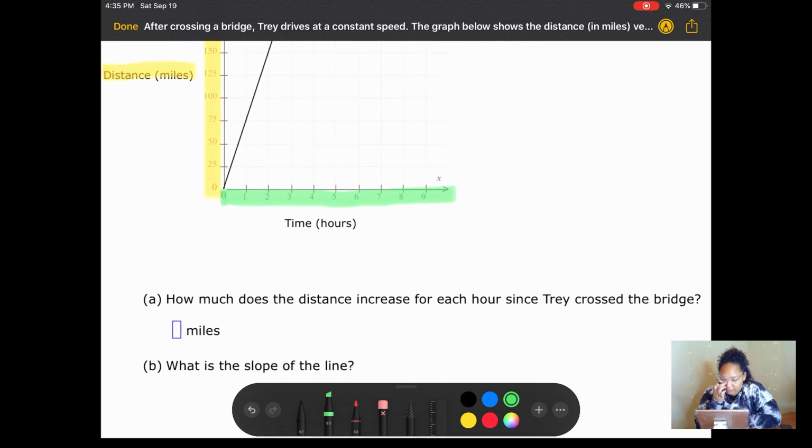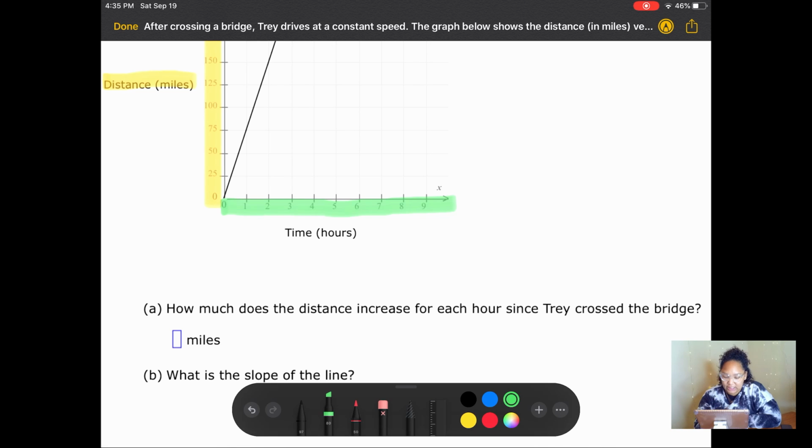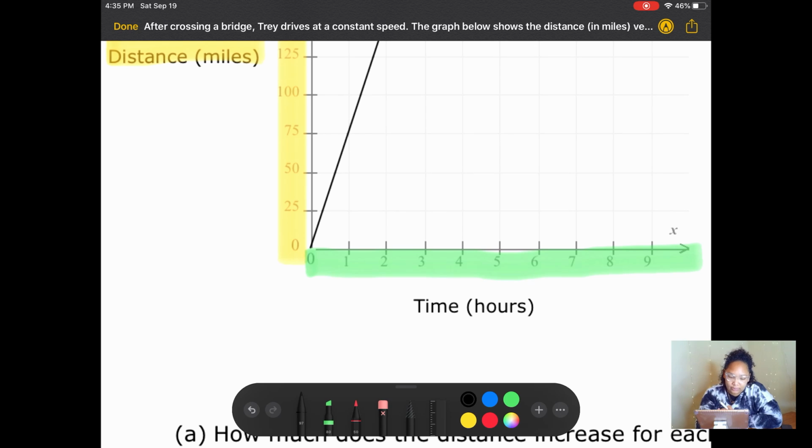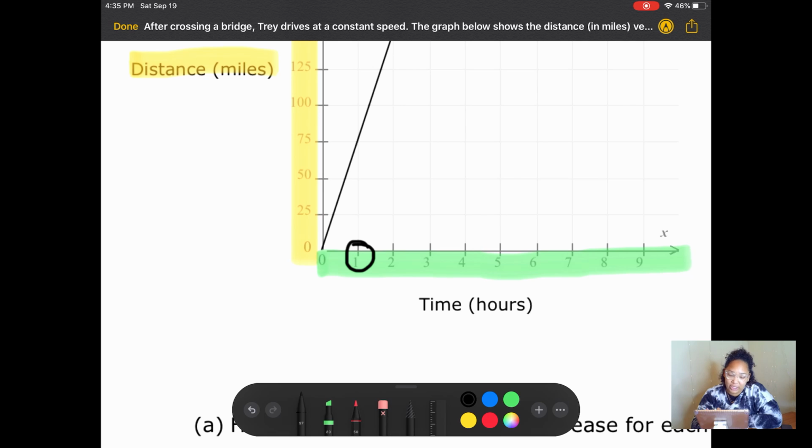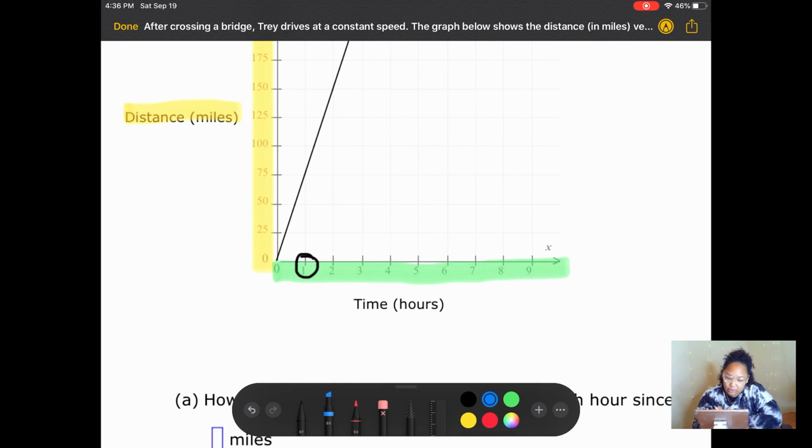So if it wants you to find the increase for each hour after he crossed the bridge, I want you to look at the time in hours. At each hour, it's going to be the same, right? He's traveling at a constant rate, at one speed the whole time. So at 1 hour, where does that cross the line that is graphed here? My 1 hour is here, and I'm going to trace this line up and see where it crosses.